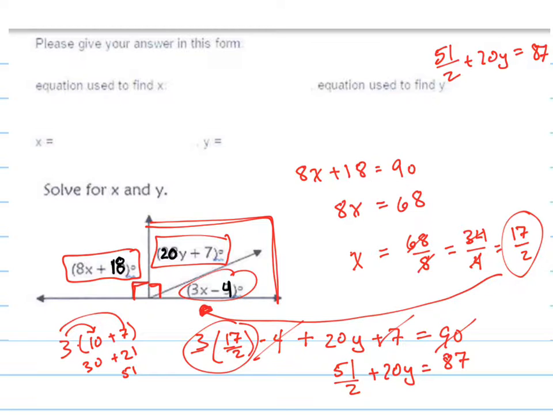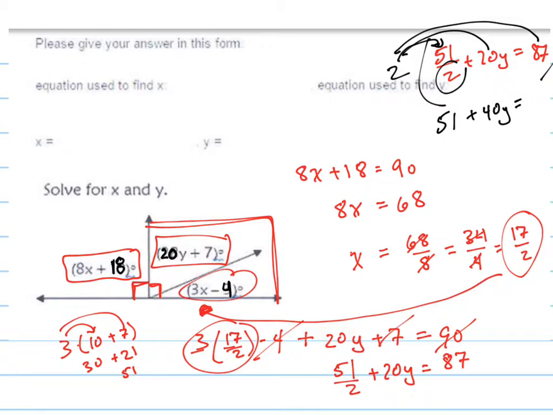So this is the little trick I wanted to show you. I'm glad that these numbers didn't work out so well. I'm going to clear this fraction by multiplying everything by 2. It's just so much easier to do in my opinion. So I distribute this in. That becomes just 51 because the 2's cancel. That becomes 40y. And that becomes, remember you've got to multiply the entire equation by 2, 80 times 2 is 160, 7 times 2 is 14. So 174. Now I subtract 51 from both sides.